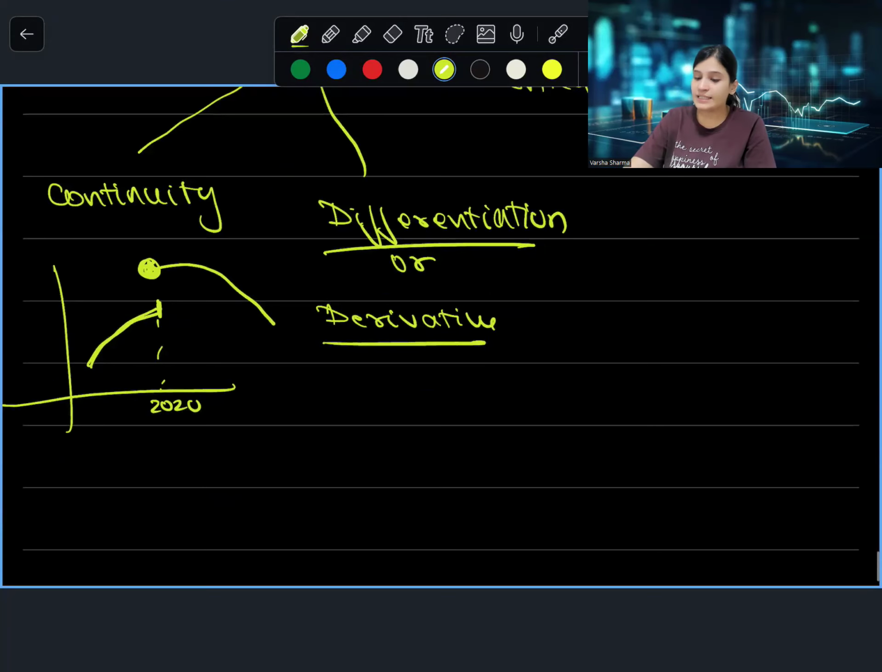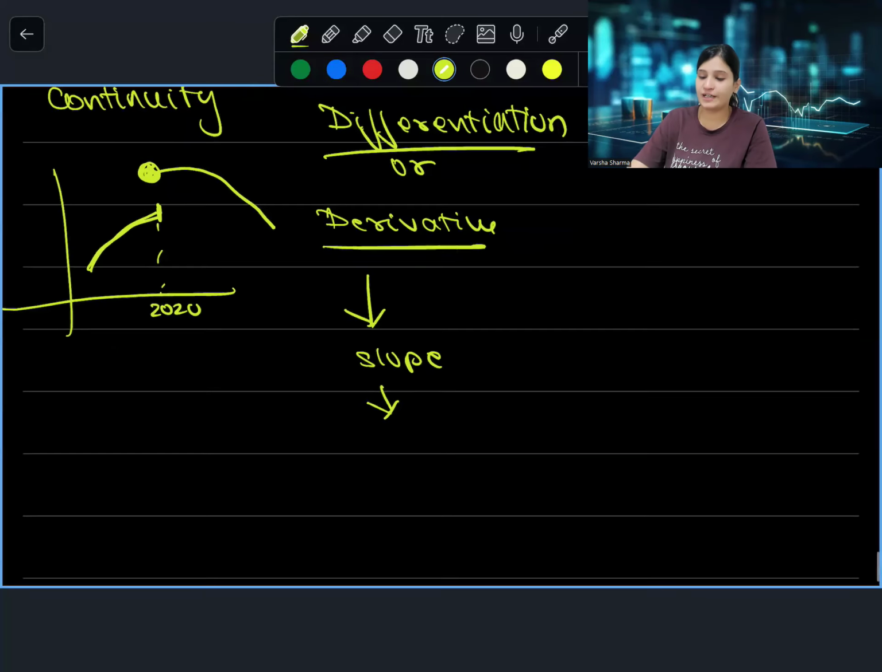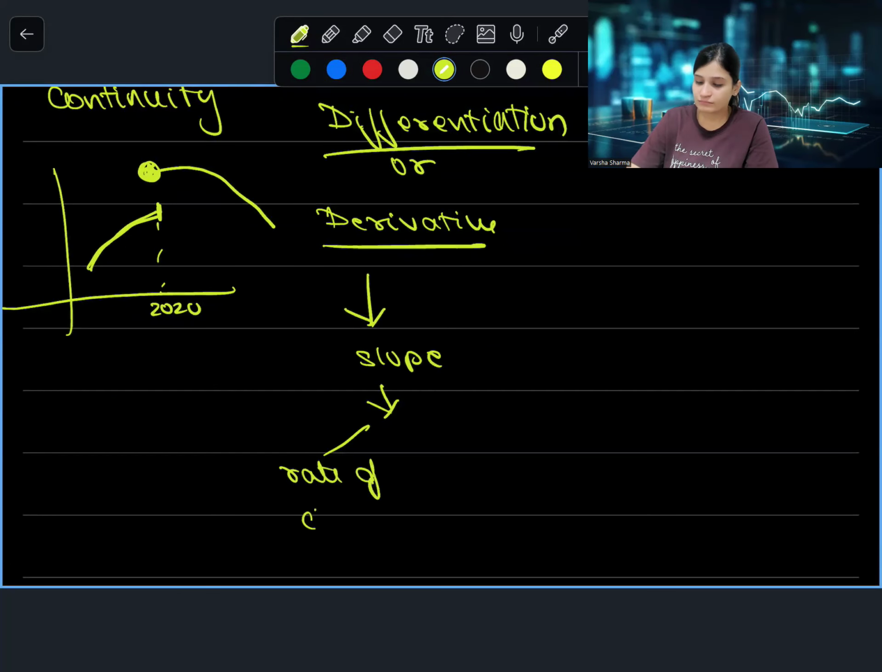Differentiation or derivative is basically related with the slope, which I'm starting right now. Slope helps us to find out the rate of change. Why is that so? Your slope is y2 minus y1 by x2 minus x1, change in y with respect to change in x. So change of distance with respect to change of time, that was speed. Speed is rate, right? So change in y by change in x gives you rate of change of y with respect to x. So slope basically gives you rate of change. So derivative basically gives you rate.